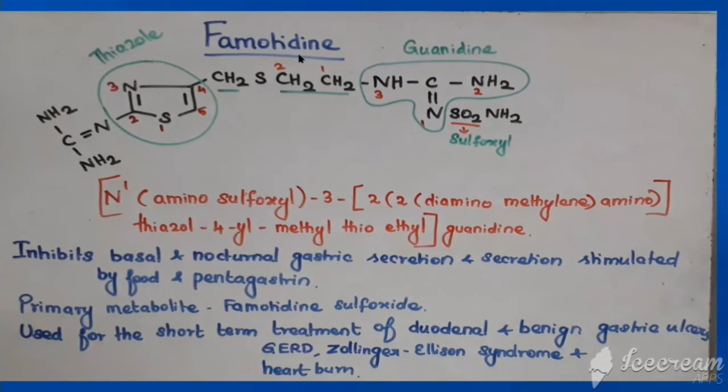Next drug is called famotidine. Look at the structure. It also has guanidine. Already we have seen it in cimetidine. So what is meant by guanidine? NH2C double bond NH, NH2. That can be called guanidine.